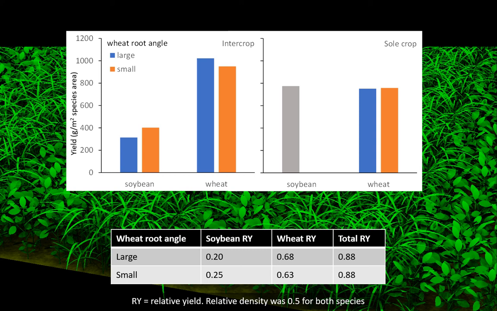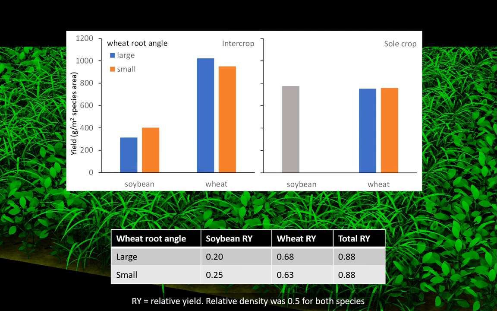So the soybean relative yield is 0.2 for the case with the large wheat root angle, and the proportion in the field is actually 0.5. So the relative density was 0.5. So that means that soybean was underperforming compared to the sole crop. Wheat, however, was overperforming, was overyielding. So with a large root angle, it had a relative yield of 0.68.